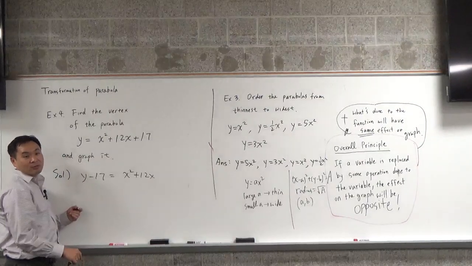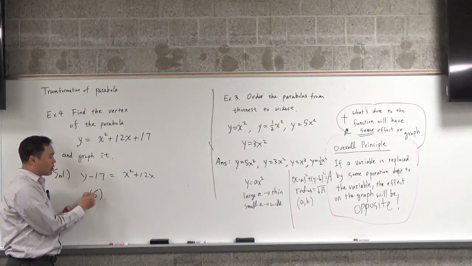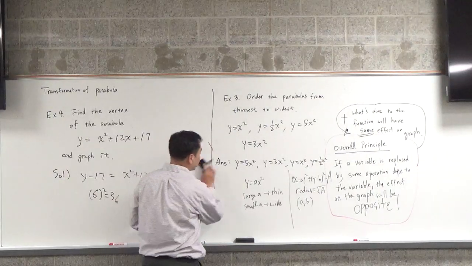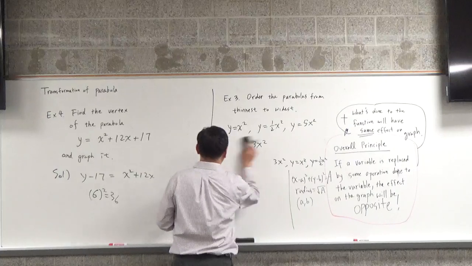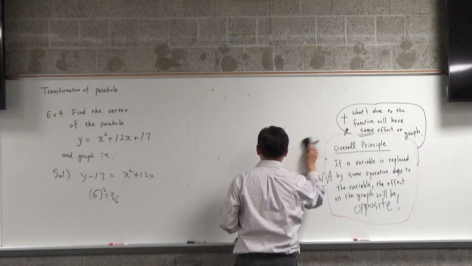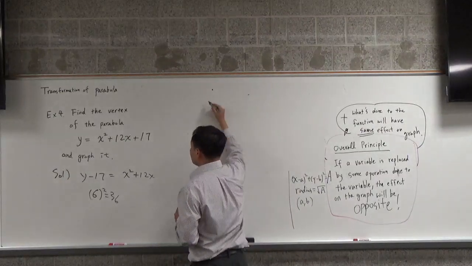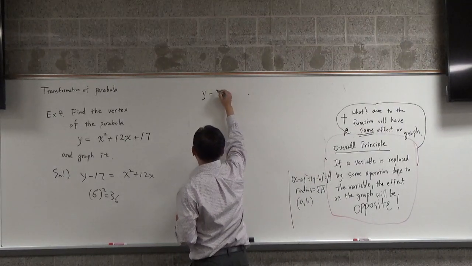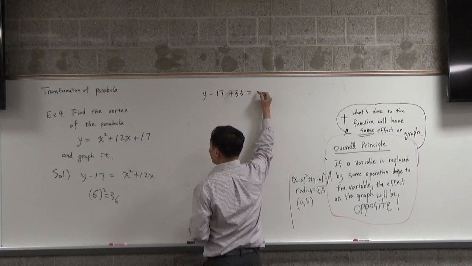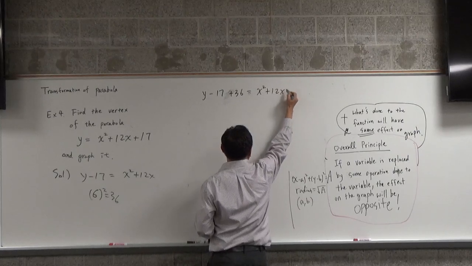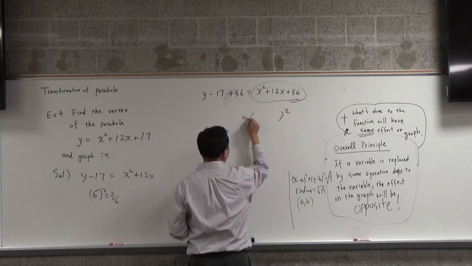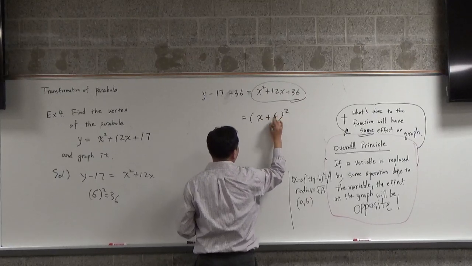What's half of 12? 6, and you square that, that's 36, right? So we're going to add 36 to both sides. So y minus 17 plus 36 is equal to x squared plus 12x plus 36. And this now becomes a complete square. What is it? Square of what? (x plus 6) squared, okay?